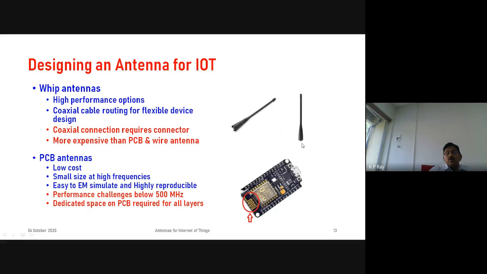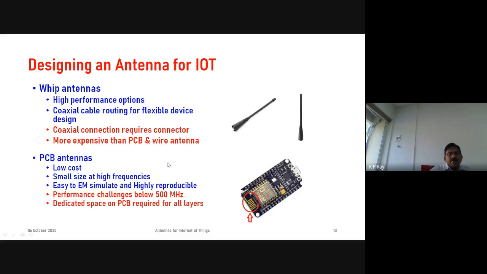You will be able to directly feed that one. So here, connectors are required for the coaxial connection, so the size becomes slightly larger, and because connectors are required and then you are doing loading, it is costly as compared to a simple wire antenna or PCB antenna.